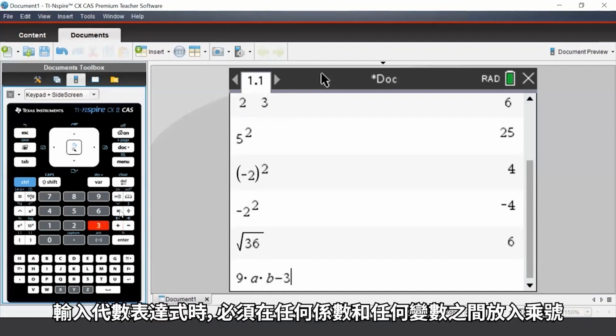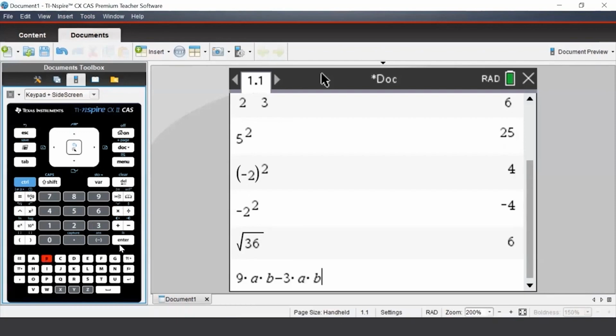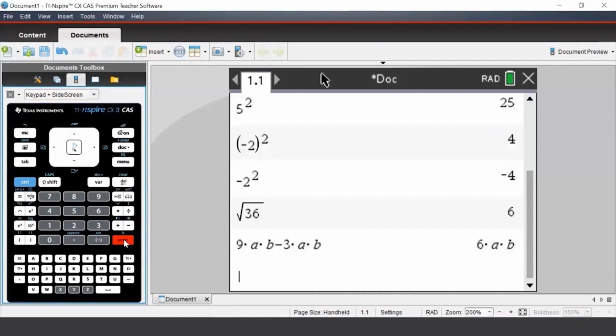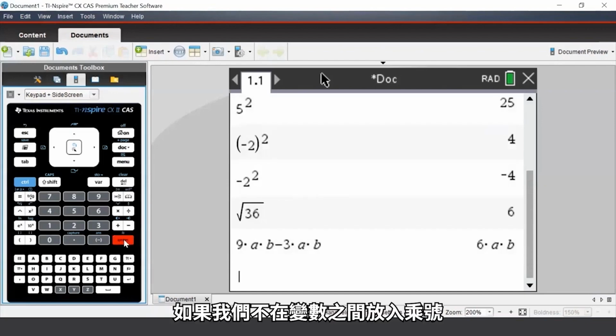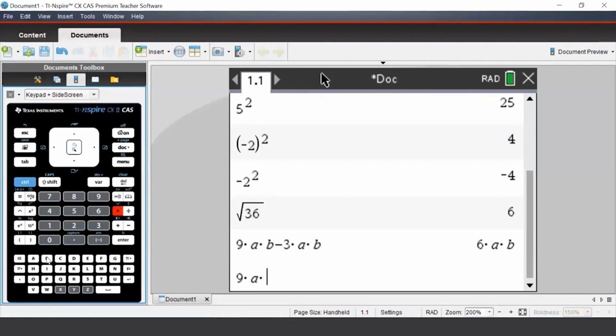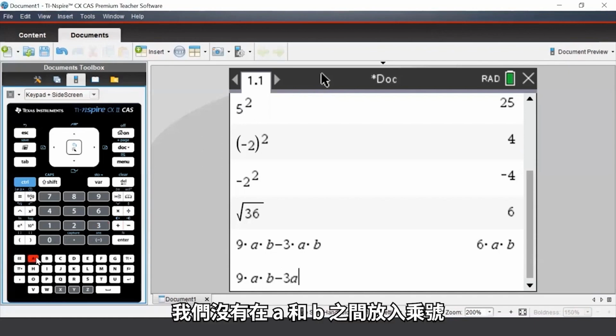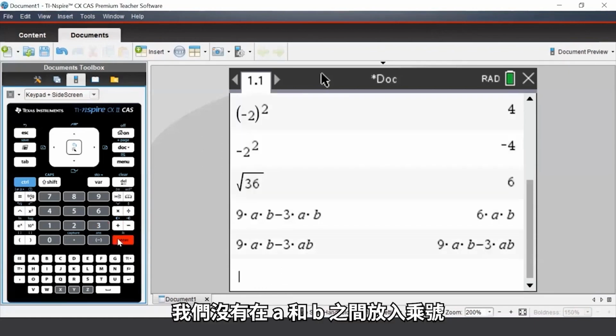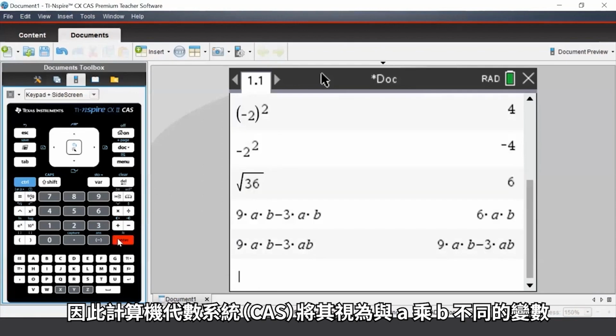When typing out algebraic expressions, you must put a multiply sign between any coefficients and any pronumerals. If we do not put the multiply sign between pronumerals, then the CAS will treat it as a separate pronumeral to what we want it to. As we can see here, we did not put a multiply sign between the A and the B, and so the CAS is treating that as a different pronumeral to A times B.